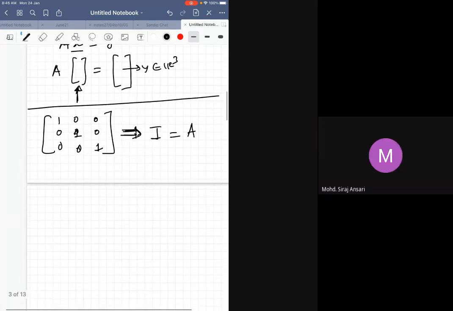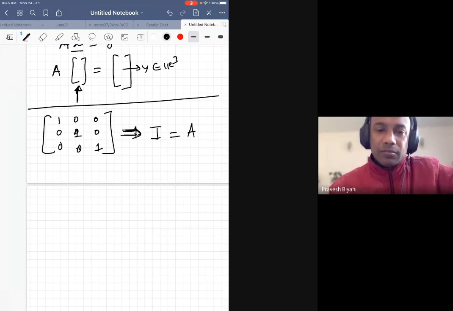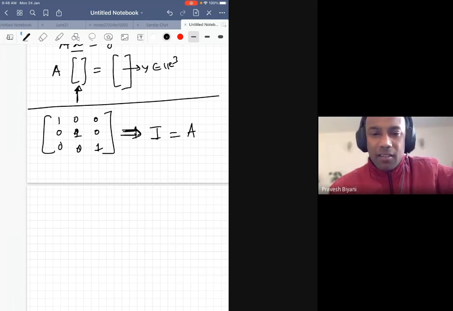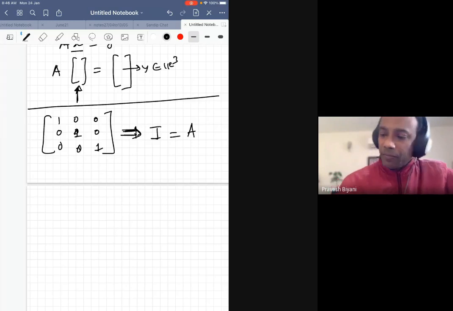So if there's a 4 cross 4 matrix, and we have 4 basis vectors, then can we say that the column space of that matrix will be the complete R4? If all the 4 are linearly independent, yes. Okay, sir. Thank you.